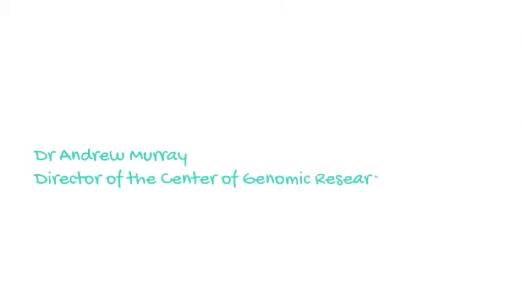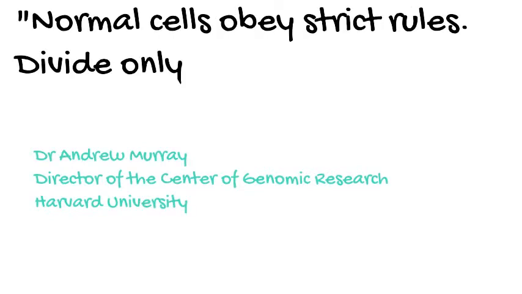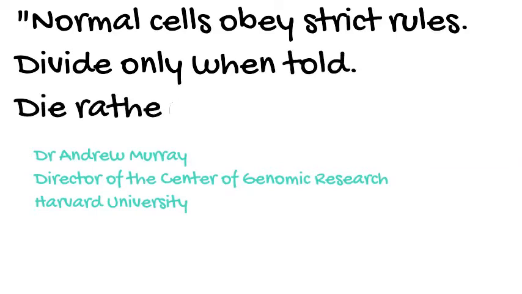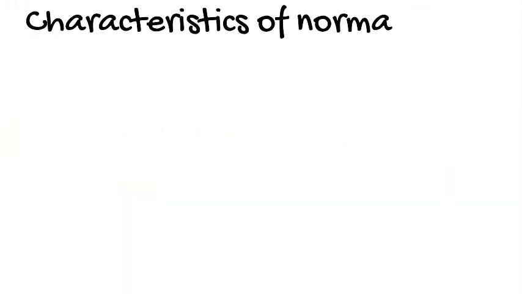I am going to quote from Dr. Andrew Murray, the director of the Center of Genomic Research from Harvard University. He said that normal cells obey strict rules. Divide only when told. Die rather than misbehave. This begs the question of what are the characteristics of normal cells?